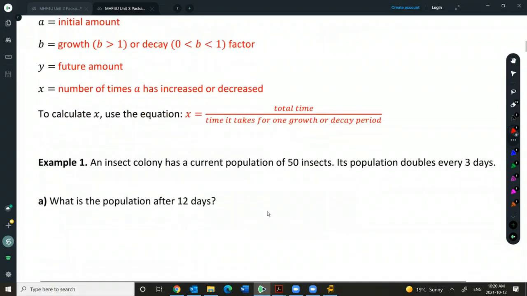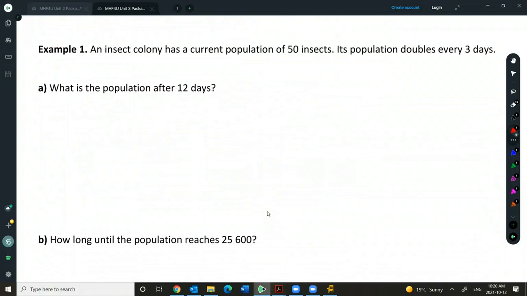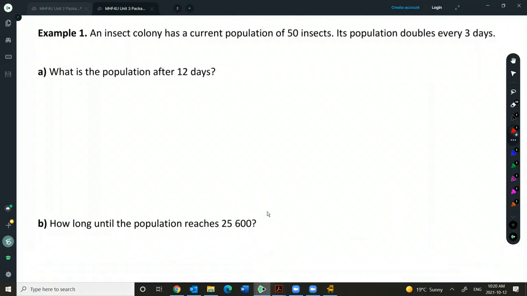So let's just do a couple review questions here to get us back into exponentials and how these types of questions work. So we have an insect colony. It has a current population of 50 insects. Its population doubles every 3 days. What is the population after 12 days, and how long until the population reaches 25,600 insects?